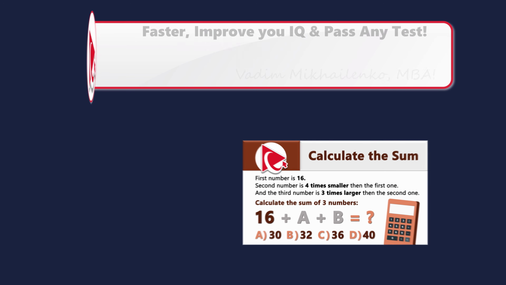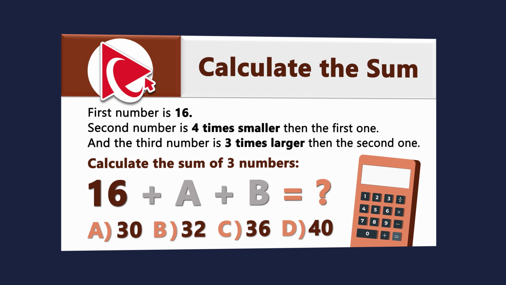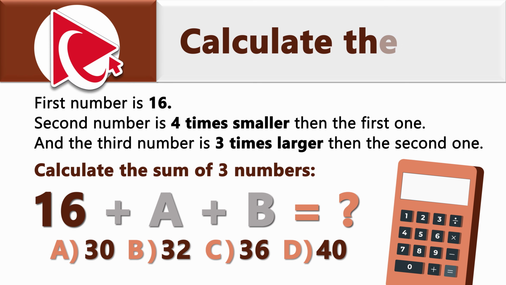Now, get ready to flex those brain muscles in a workout that's more mentally stimulating than a Sudoku puzzle, and possibly even more satisfying when you crack it. You're presented with a series of numbers. The first number is 16. The second number is 4 times smaller than the first one, and the third number is 3 times larger than the second one. You need to calculate the sum of all 3 numbers and select your answer out of 4 possible choices. Choices A, 30, B, 32, C, 36, and last but not least, choice D, 40.